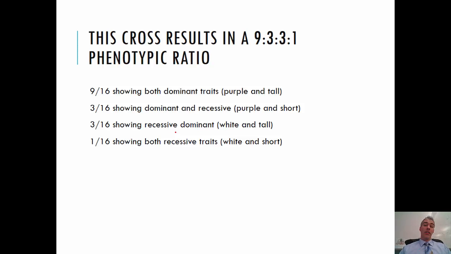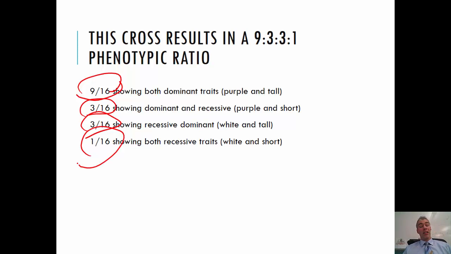9 out of those 16 boxes, it's a 4 by 4, so 4 times 4 is 16. 9/16 show both dominant traits, purple and tall. 3/16 would show dominant recessive, purple and short. 3/16 would show recessive dominant, white and tall. And only 1/16 would show white and short.